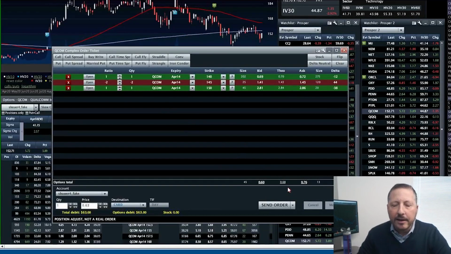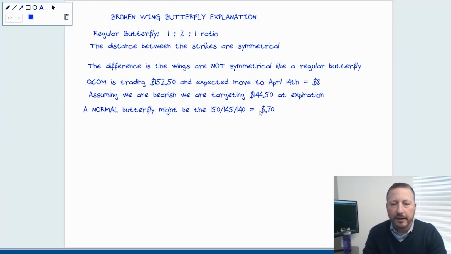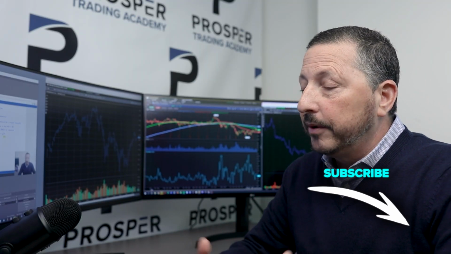And we could do that for right around 70 cents. Again, we're trying to hit the nail on the head, to pin the tail on the donkey, right? 145 being the optimal place. But let's say we're right in that the stock goes down because we were bearish.